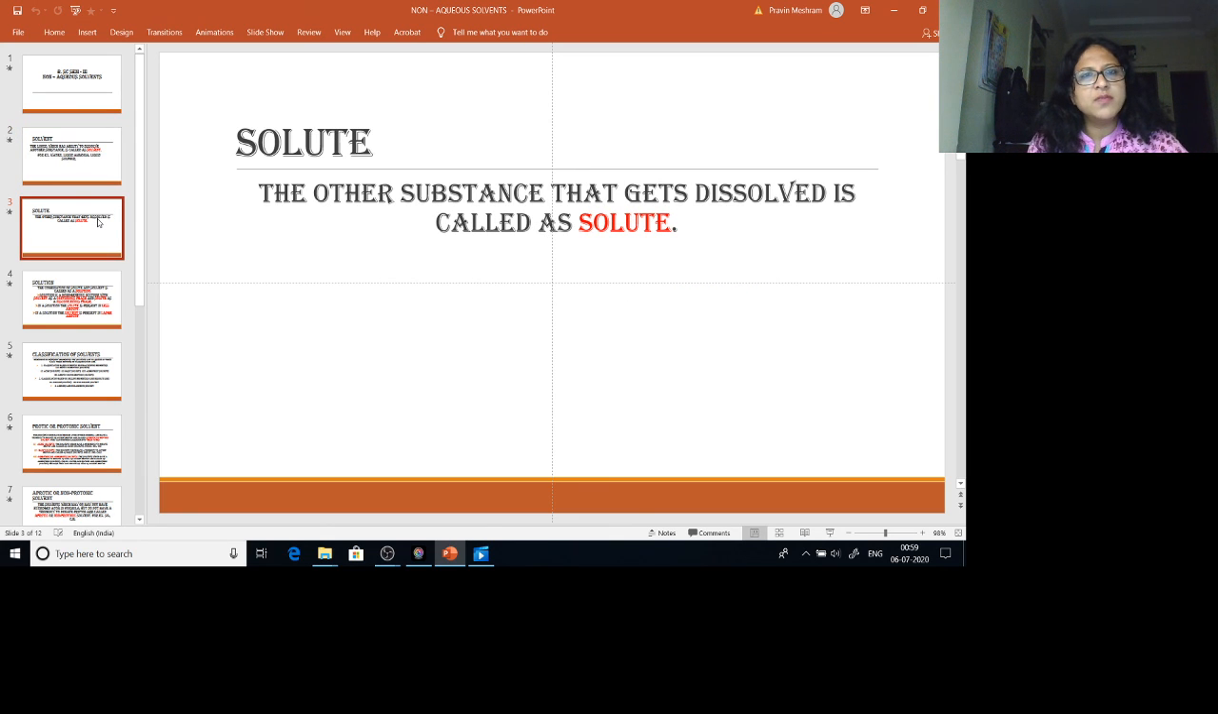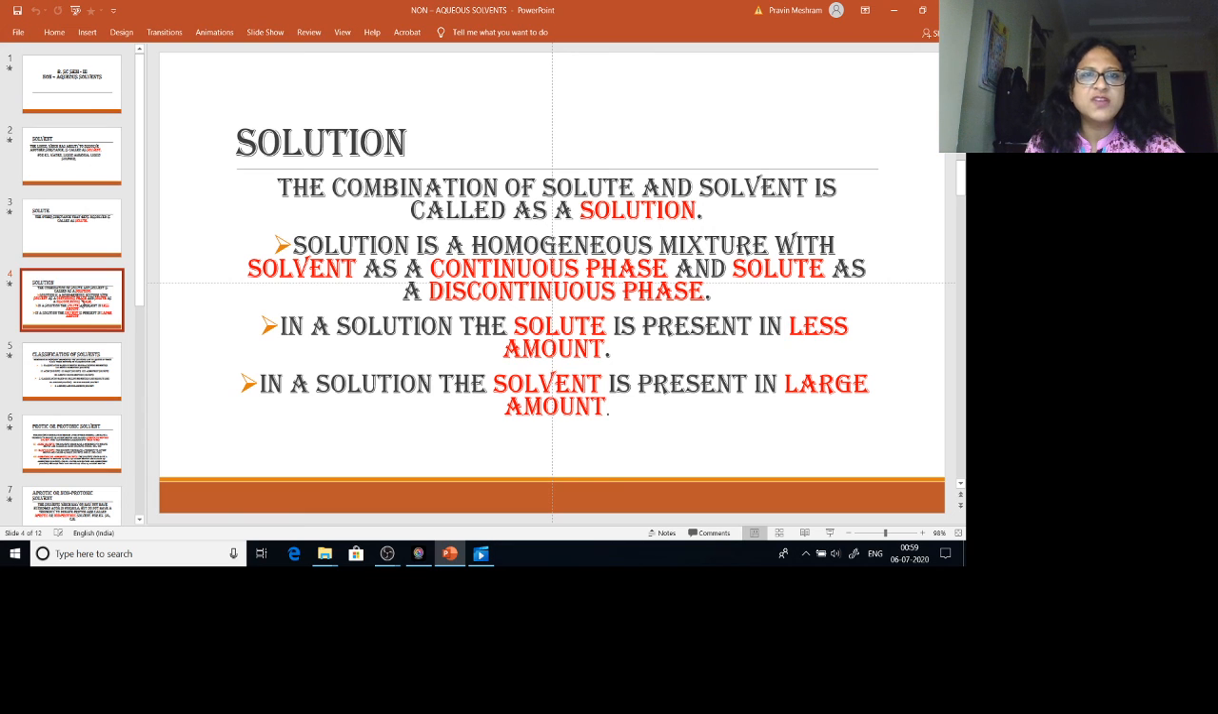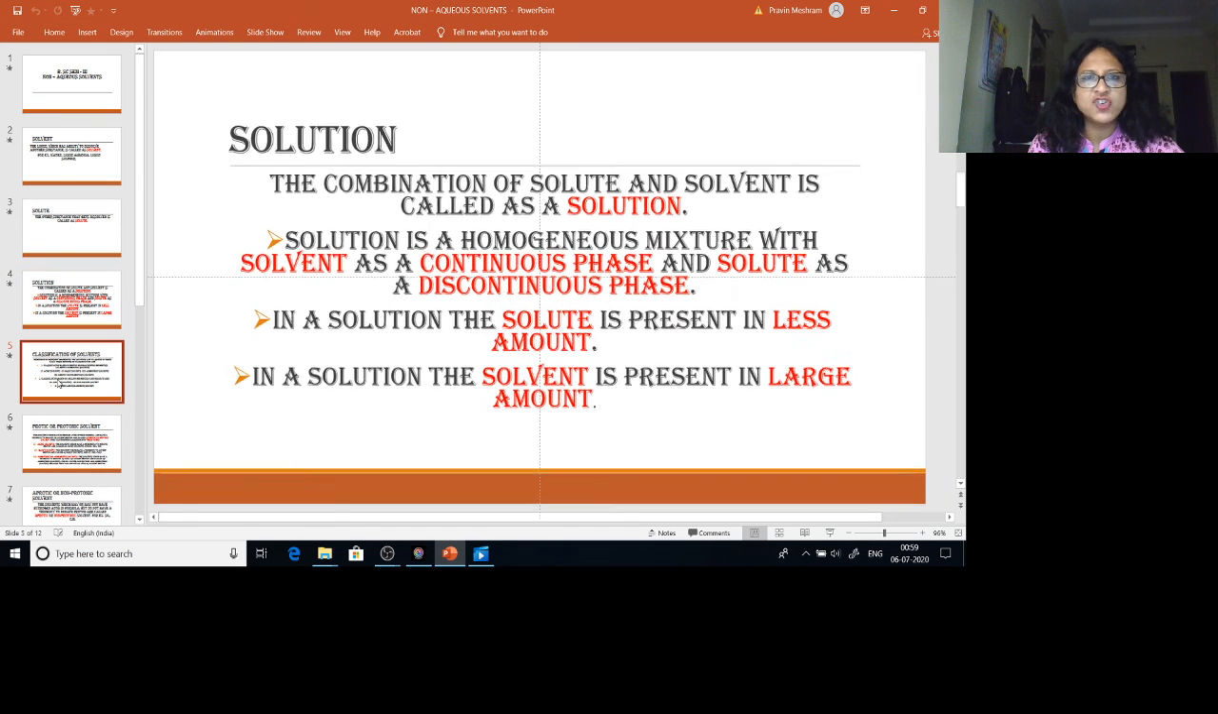The second term that comes into this topic is solute. The other substance that gets dissolved is called a solute. The last term which comes in this topic is solution. The combination of solute and solvent is called a solution. A solution is a homogeneous mixture with solvent as a continuous phase and solute as a discontinuous phase. In a solution, the solute is present in a small amount. In a solution, the solvent is present in a large amount.